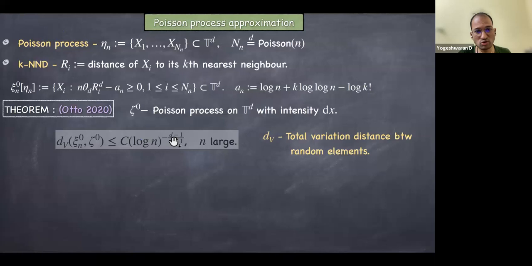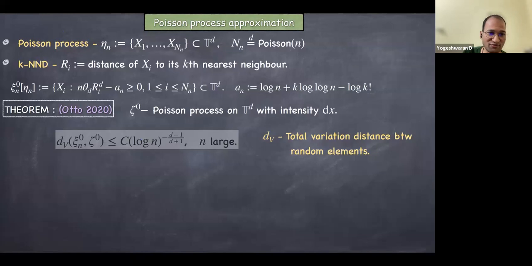Okay, so very nice. It's a power of log n. It goes to zero, importantly. So that is important for us. It goes to zero. And this is quite nice. So he got a rate, improving Penrose's result, getting a rate of convergence in this.